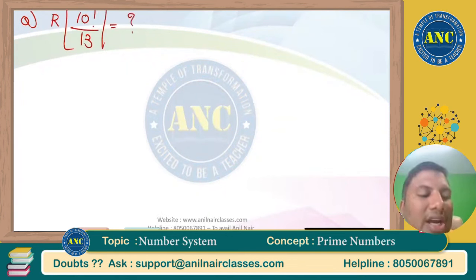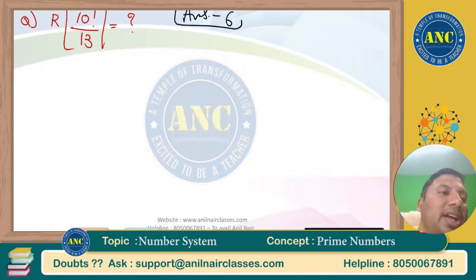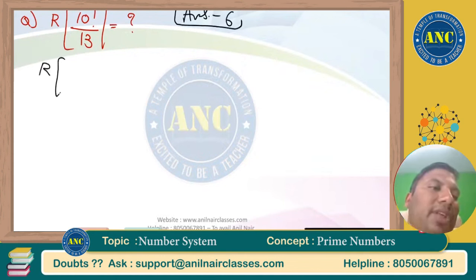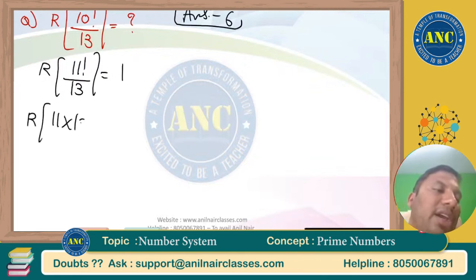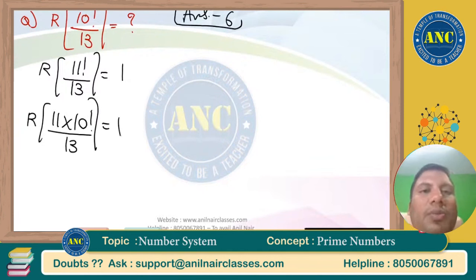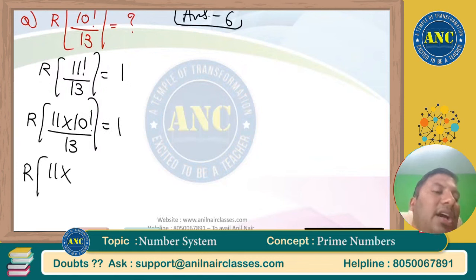You forgot the concept of P minus 1 by 2. We will keep the answer here as 13 minus 1 by 2, which is 6. We will keep it here. Now we will go step by step. This is nothing but 11 factorial by 13. How much did we get as the answer? 1. 11 factorial is nothing but 11 into 10 factorial divided by 13. Answer is how much? 1. 11 divided by 13, it is 11. 10 factorial divided by 13, x.